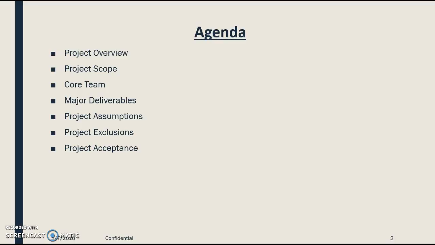Let's go over the agenda for this meeting. First of all, we will discuss briefly the project overview, what exactly we are planning to accomplish via this project. We will define some project scopes. We will go over the core team members, their roles and responsibilities, and their areas of expertise. We will spend a little more time discussing the major deliverables we will be trying to accomplish through this project. We will go over the project assumptions, project exclusions, and project acceptance.